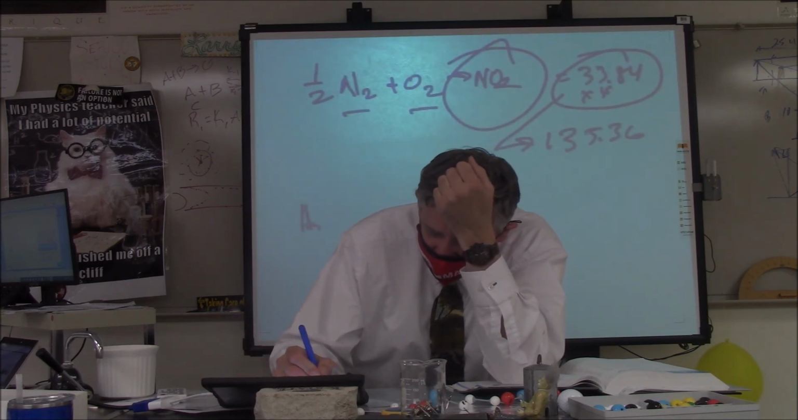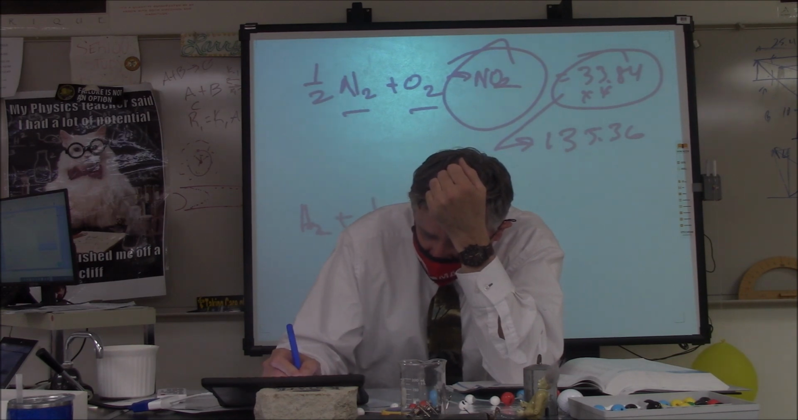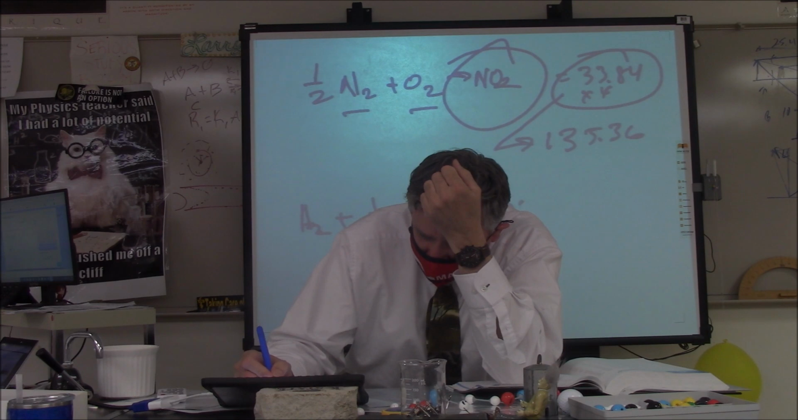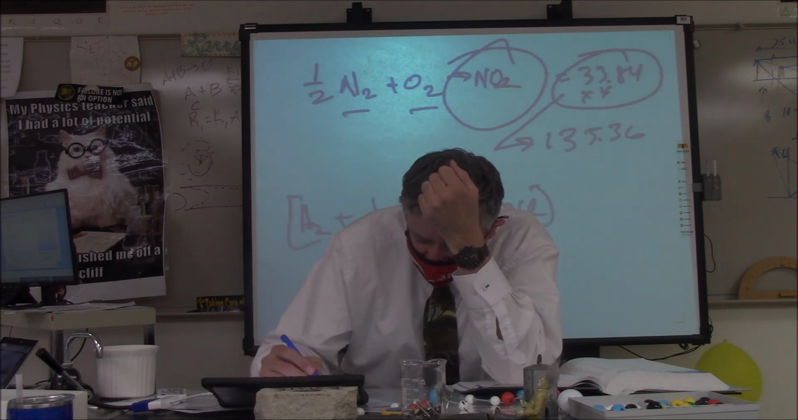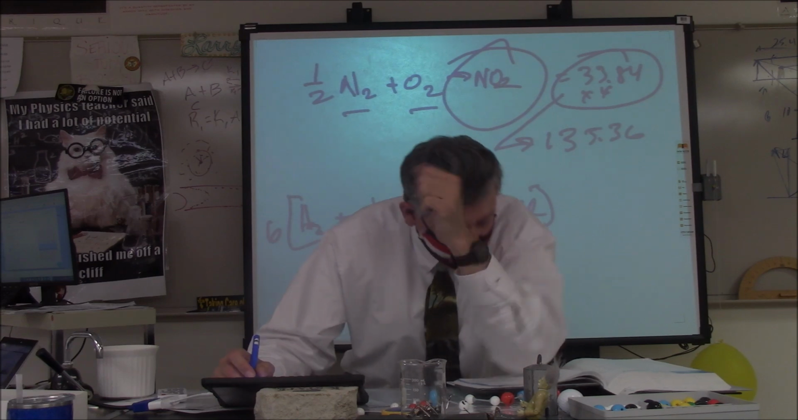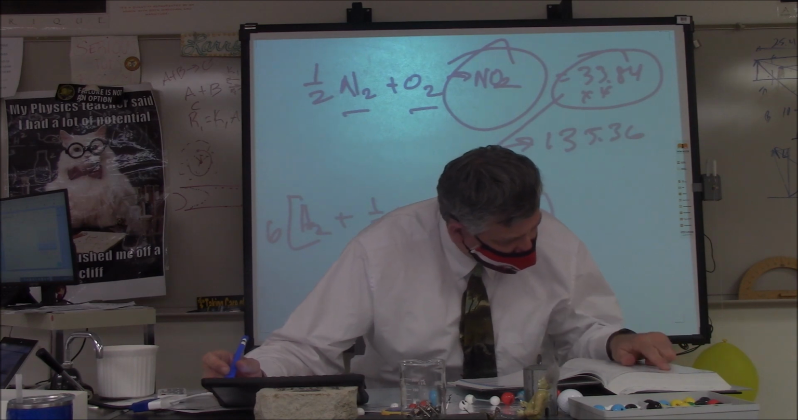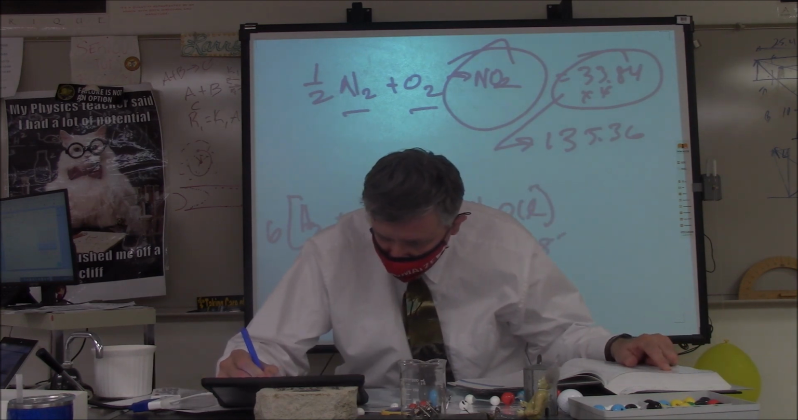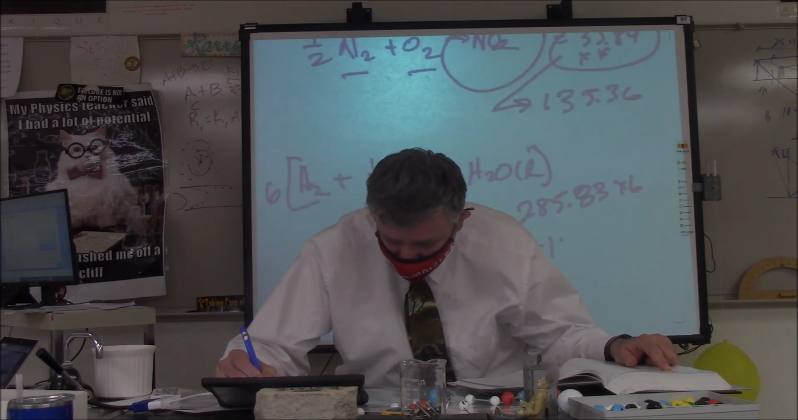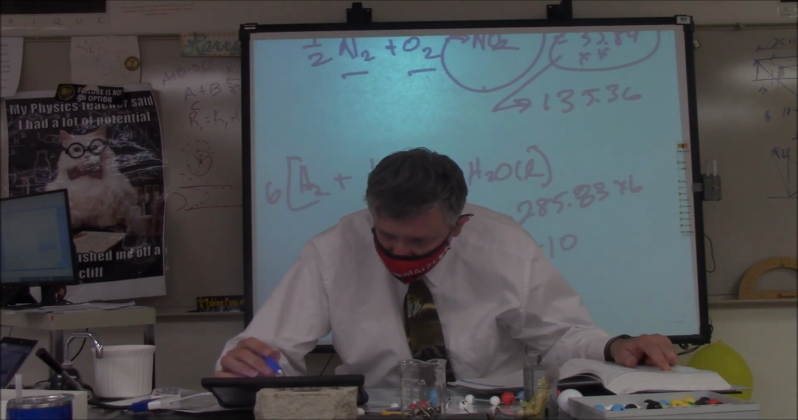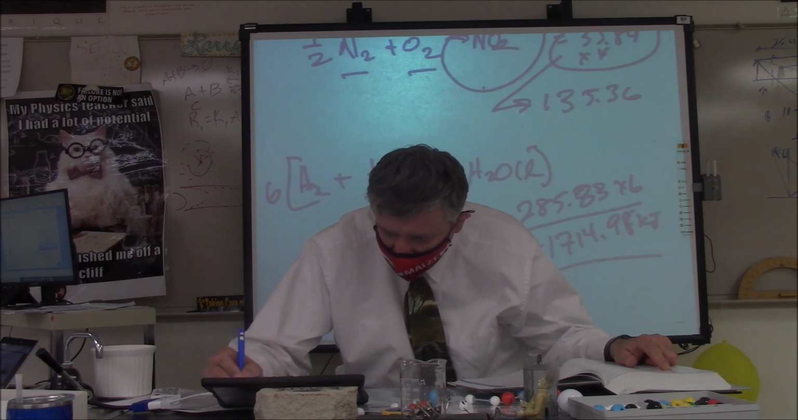We need to make liquid water. H2 plus 1/2 O2 yields H2O as a liquid. And that's going to happen 6 times. And for water, what's water? Negative 285.83. Negative 1,714. What'd you get? Negative what? 1,714. Oh, hold on. Negative what? 1,000? 714.98 kilojoules. Sure. Okay.